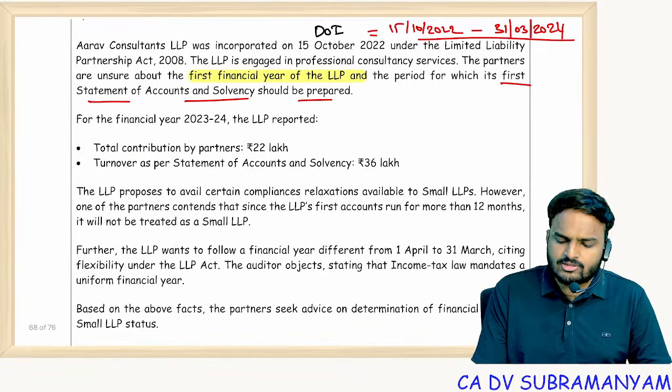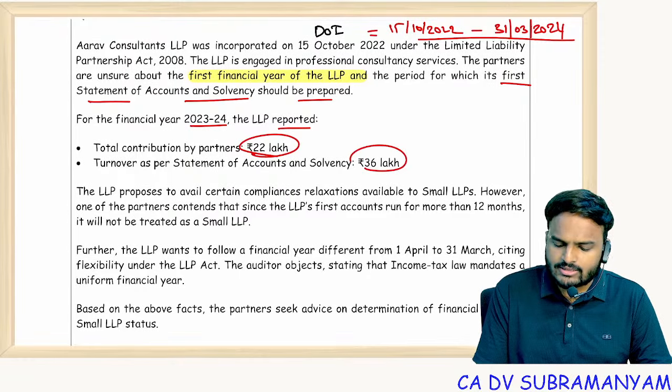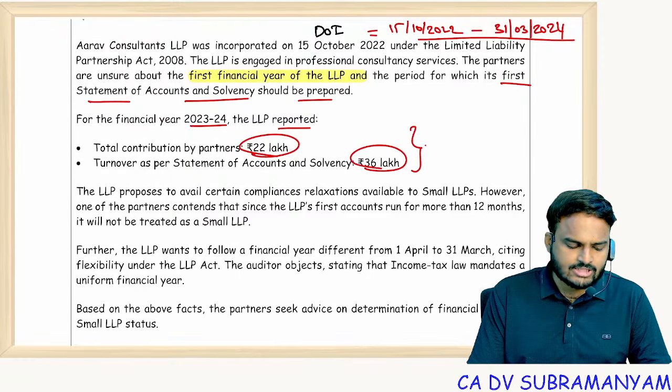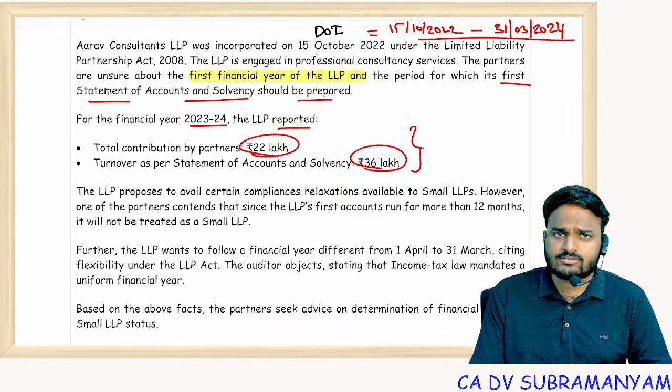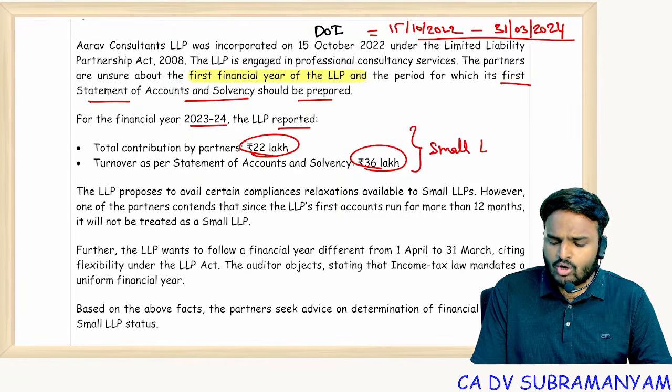For the financial year 23-24, the LLP reported contribution 22 lakhs, turnover 36 lakhs. Since two conditions, the contribution up to 25 lakhs condition and the turnover up to 40 lakhs condition, are satisfied, this would be a small LLP.